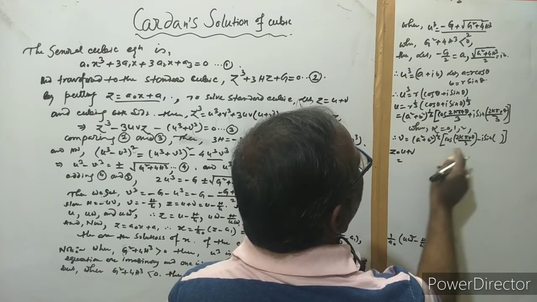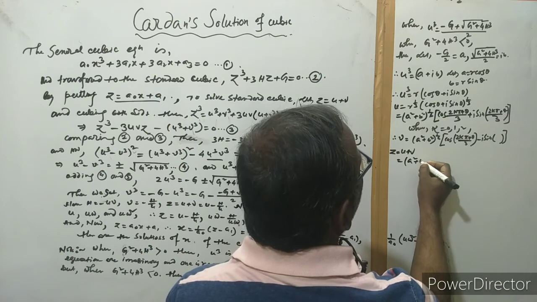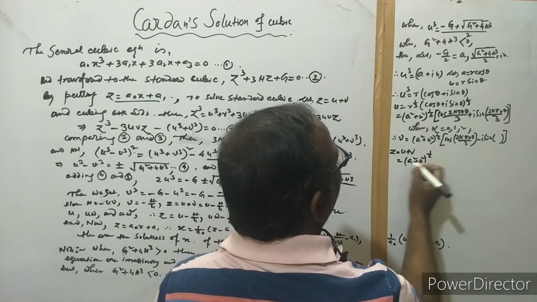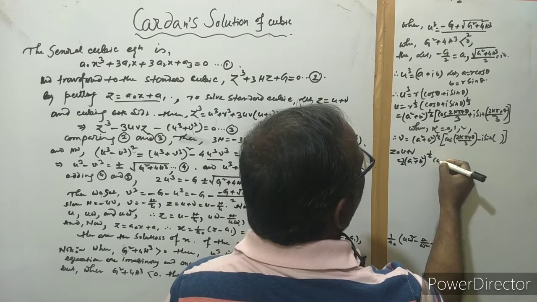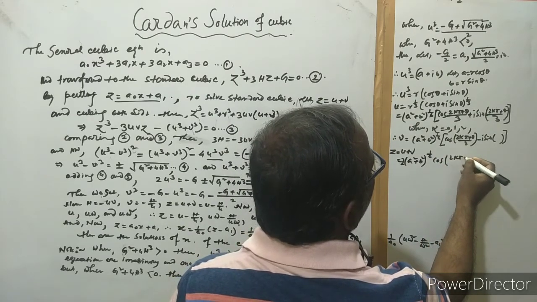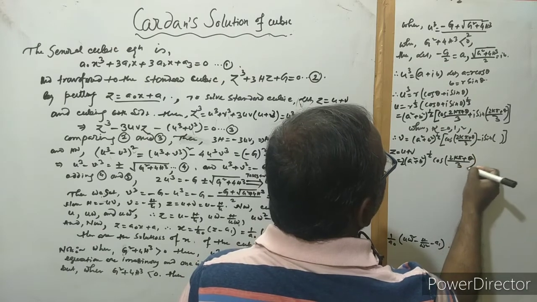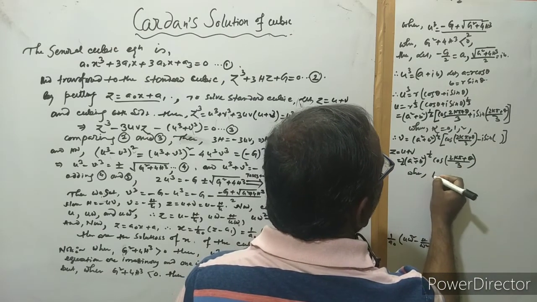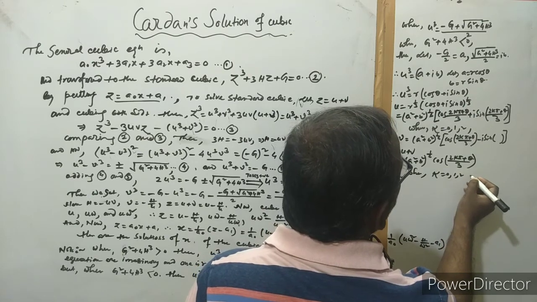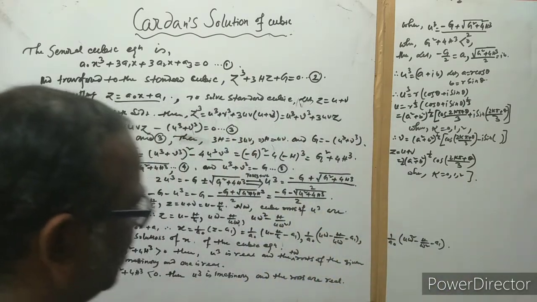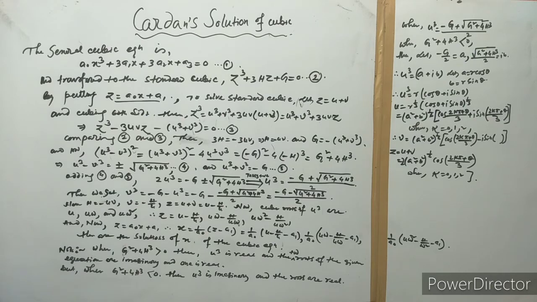If we add U plus V, we get (A square plus B square) to the power 1 by 6 times 2 cos of (2k pi plus theta) by 3, where k equals 0, 1, 2. See the calculation carefully. This is the theory of Cardan's cubic.